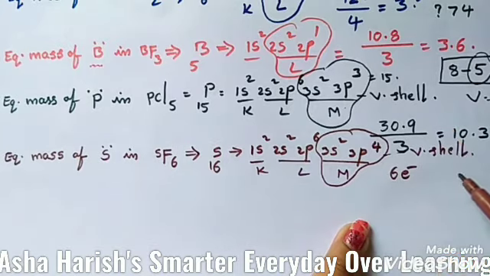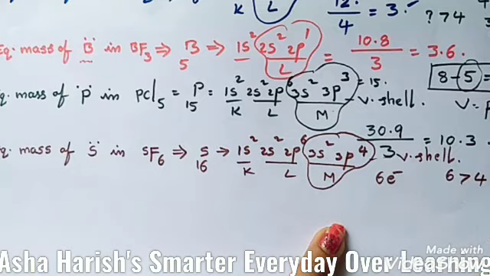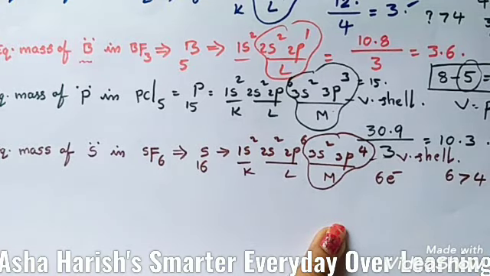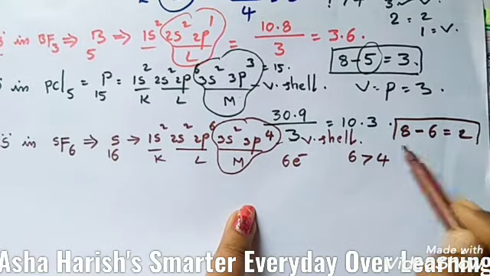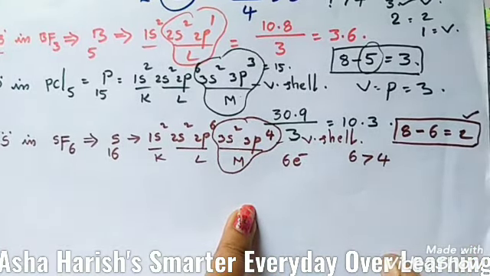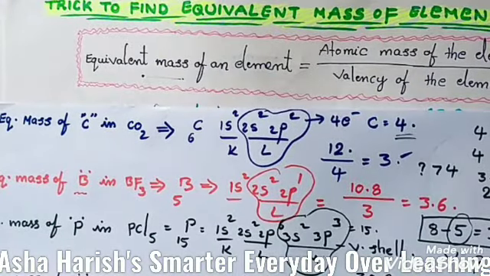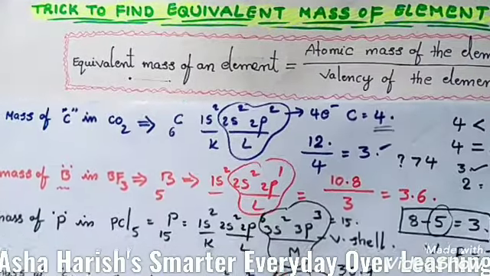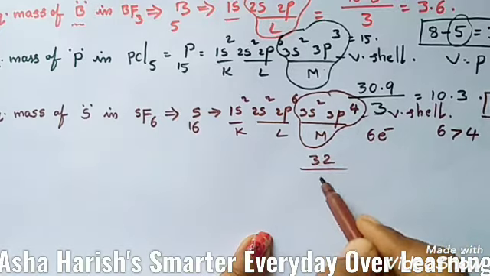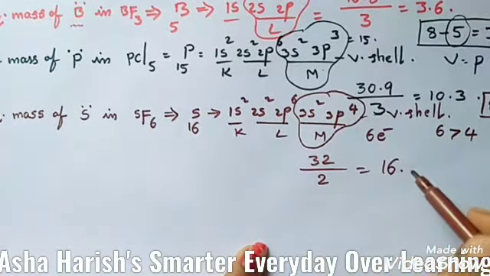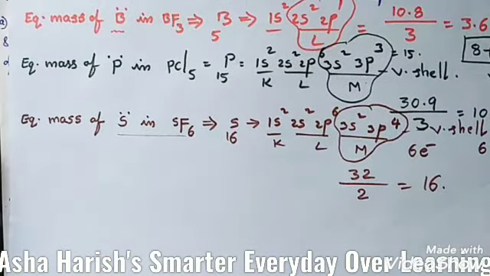Then this 6 is greater than 4. So what we have to do is subtract this number from 8. So 8 minus 6, that is 2. Now you can say that 8 minus 6 is 2. This is the valency of sulfur. Now coming to this formula, atomic mass of the element by valency of the element. So the atomic mass of sulfur is 32 by valency 2. So 16 is the equivalent mass of sulfur in SF6. Let us see the next example.